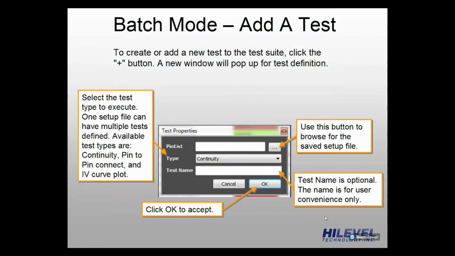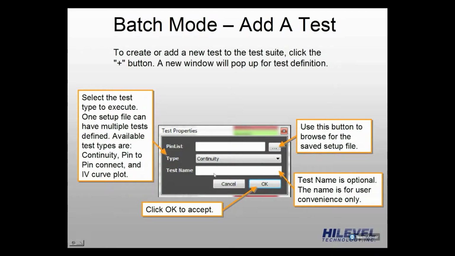Clicking the plus button will open a new window for adding a test to the list. Here you can browse for your saved test setup file. Remember that all test definitions are saved in your setup file, such as curve trace parameters, continuity test, and pin-to-pin connect test. Here you select which type of test will be executed. You can run different types of tests from one setup file.